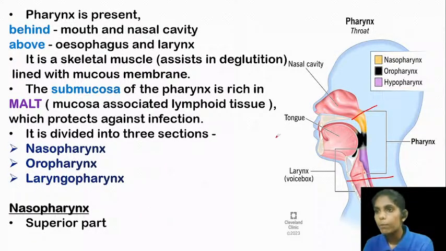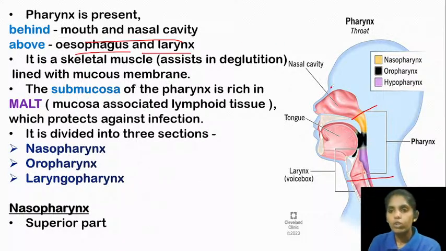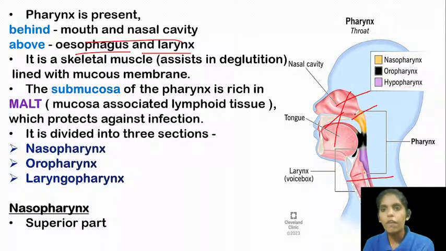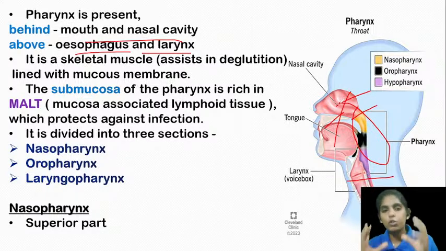The pharynx is present behind the mouth and the nasal cavity and above the esophagus and the larynx. So this is the mouth and this is the nasal cavity. So behind these two, the pharynx is present. And also the pharynx is present above the esophagus. So here, if you consider, here is the pharynx. Below this, the esophagus will be present, and the pharynx is a skeletal muscle, which is in our control. So when we try to swallow, these skeletal muscles will push the food further into the esophagus, and they are lined inside with mucous membrane.